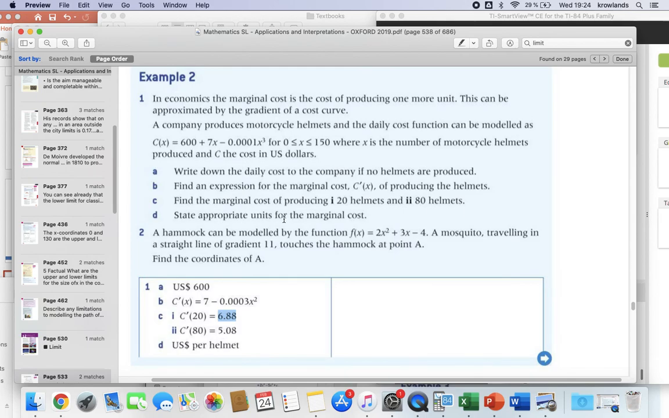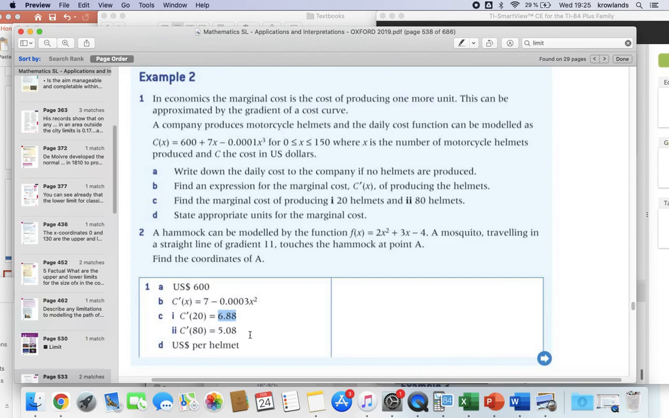Part D, state appropriate units for the marginal cost. So this is to do with helmets. It's the cost of helmets. So you say cost. What is the units, the cost in dollars? Because it says US dollars, you can do the symbol or write the word per helmet.